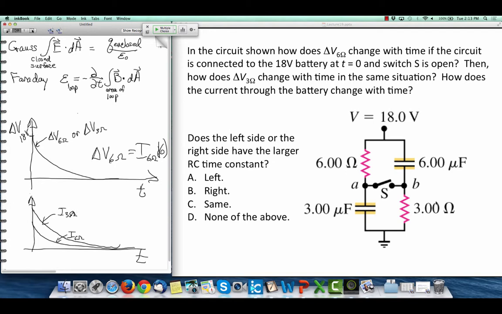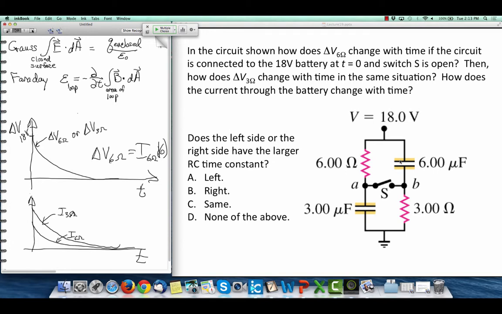If the current through the 3 ohm resistor is twice as big, what does that tell you about how long it'll take to charge the 6 microfarad capacitor? Well, the current is twice as big, so you might think it would take half as long to charge, but the capacitor is twice as big. So it takes the same amount of time to charge that one fully. You charge it a lot more.